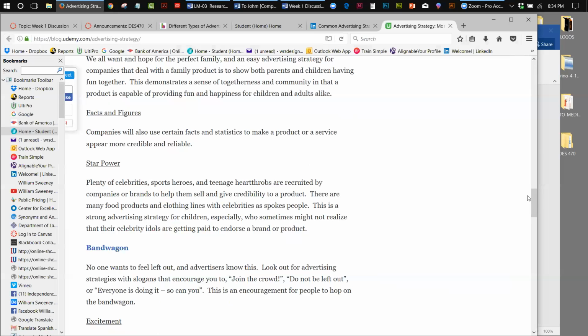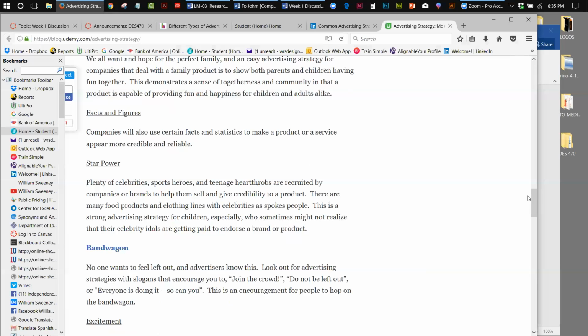Star power. If you're going to use celebrities, you're going to be spending a lot of money. So the first thing that you're going to think about if you're going to be adding a celebrity to the mix is, is it worth it monetarily? Is the product that you're selling going to make enough money to support the amount of money that you're going to need for the celebrity?